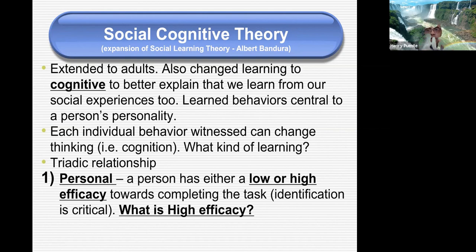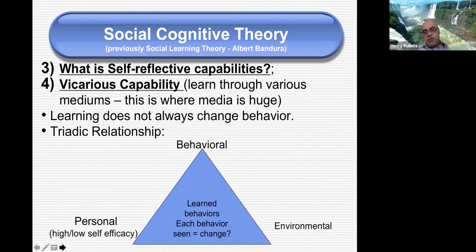Okay, so for this social cognitive theory, we need to think about stuff in terms of this triangle. I'll get to the slide later, but think of things in sort of this triangle between personal, behavioral, and environmental. And within this triangle, there's learned behaviors, and each behavior seen can lead to a change. Maybe, okay, that's critical. Maybe. Seeing your friend or the person that you're hanging out with shoplift and get away with it might change your behavior, or maybe it doesn't.